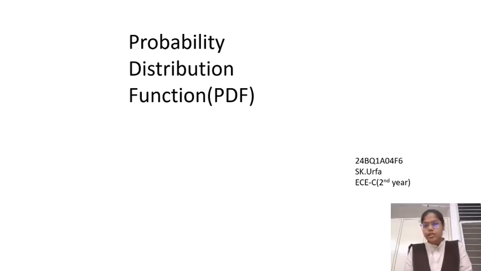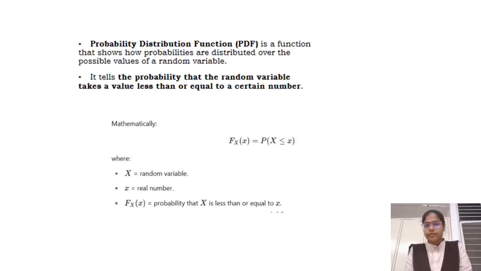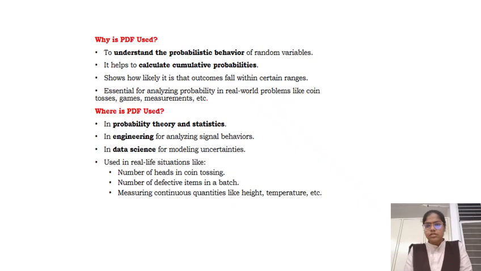Today my topic is probability density function, PDF. Now, probability density function PDF is a function that shows how probabilities are distributed over possible values of a random variable. It tells the probability that the random variable takes a value less than or equal to a certain number. Mathematically, it is expressed as F_X(x) = P(X ≤ x), where capital X is a random variable, x is a real number, and F(x) is the probability that X is less than or equal to x.